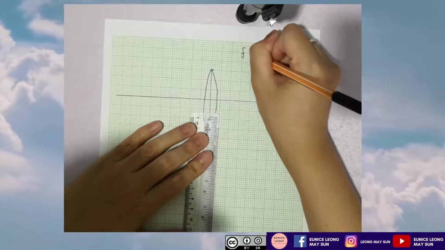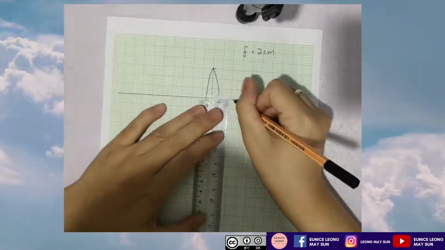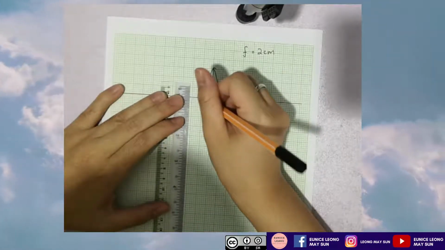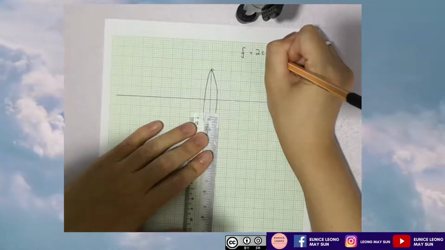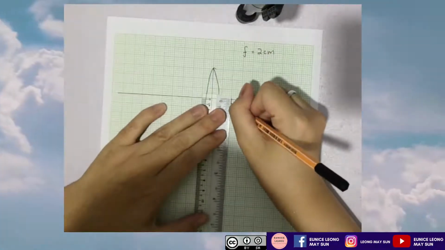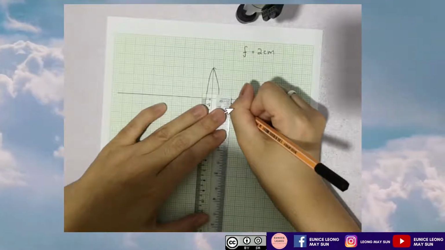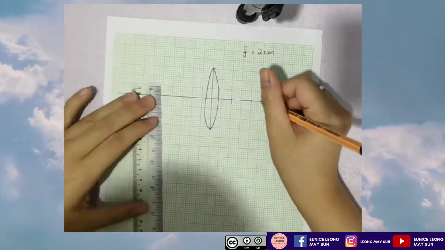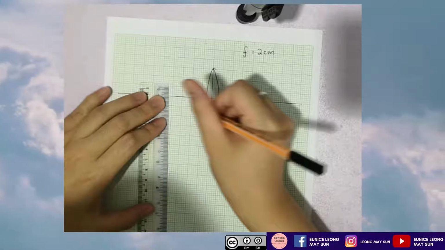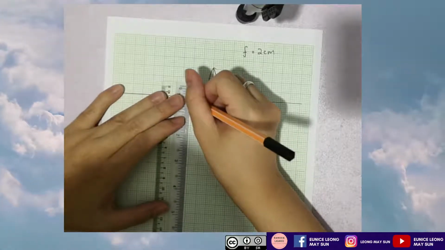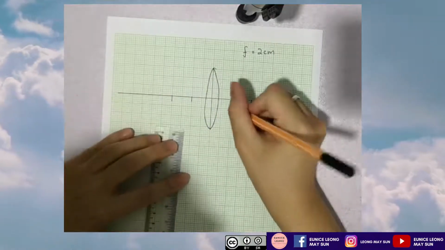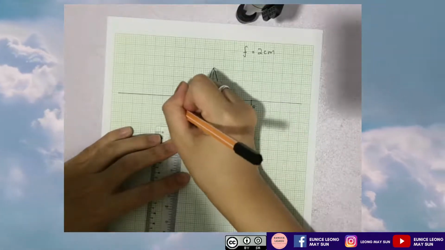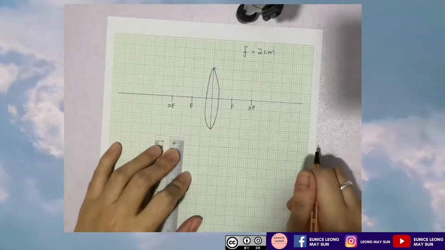Here our focal length, I assume to be 2 centimeters. So I'm going to mark 2 centimeters and 2 centimeters. Let me play this and pause. This 2 centimeters is considered the focal point, F. And then the next one is for the center of the curve, which I labeled 2F. So that is F and 2F, representing the center of the curve. With this we are ready with the basics.